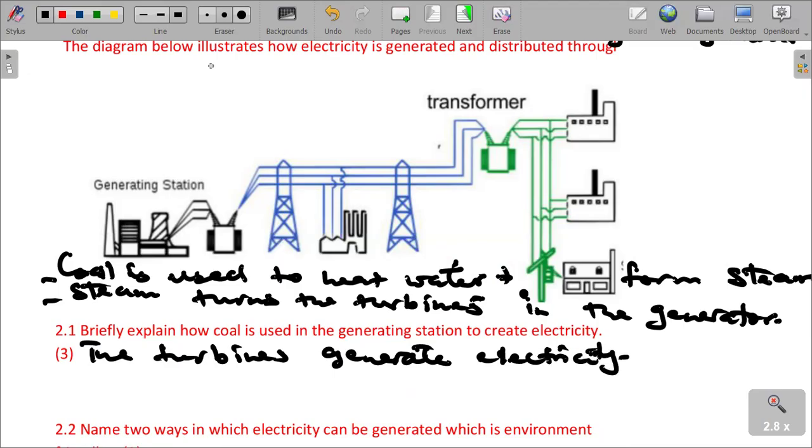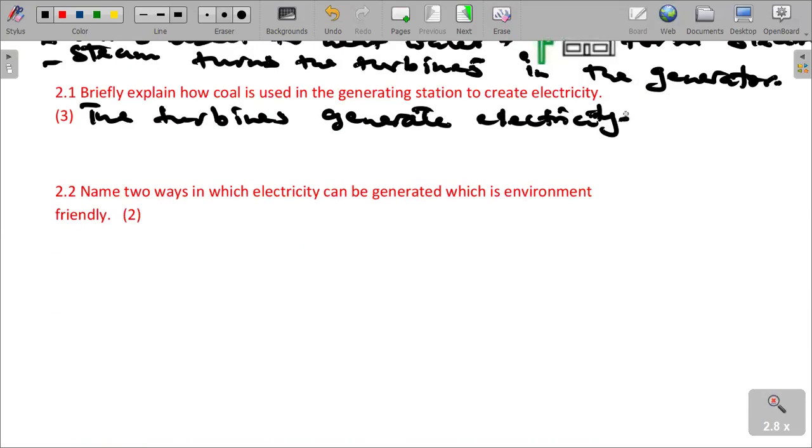So in simple terms, coal is used to heat water, which forms steam. The steam, which is coming from the boiling water, turns the turbines in the generator, and then the turbines generate electricity. That is how coal is used to generate electricity.